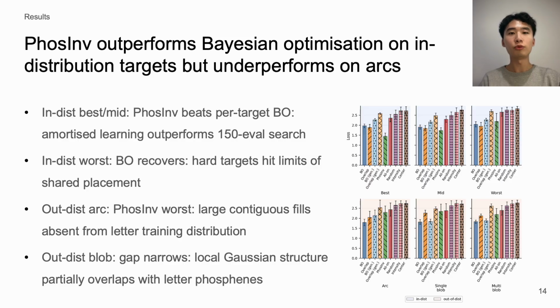On out-of-distribution arcs, PhosInv is at its weakest. Arcs need large contiguous fields, which are absent from the letter training distribution. But on blob targets, the gap narrows again, because local Gaussian blobs share structure with individual letter strokes, so performance tracks how close a target is to what the model was trained on.